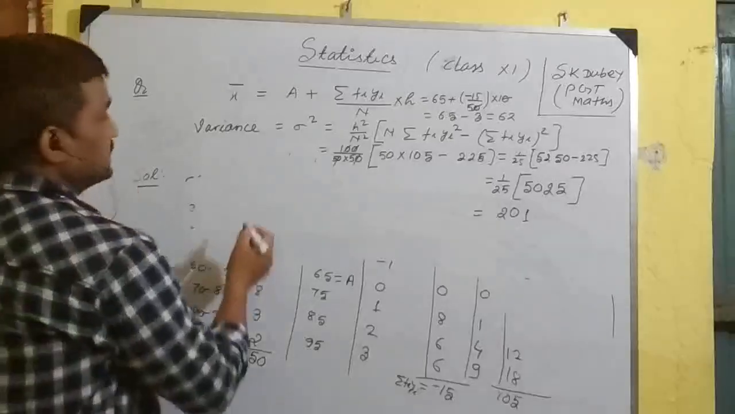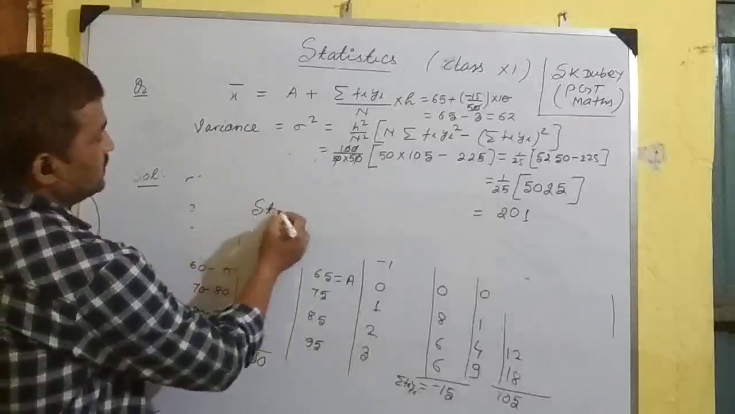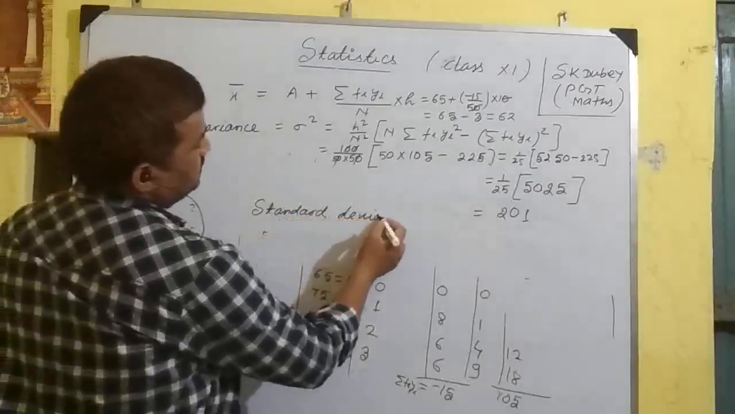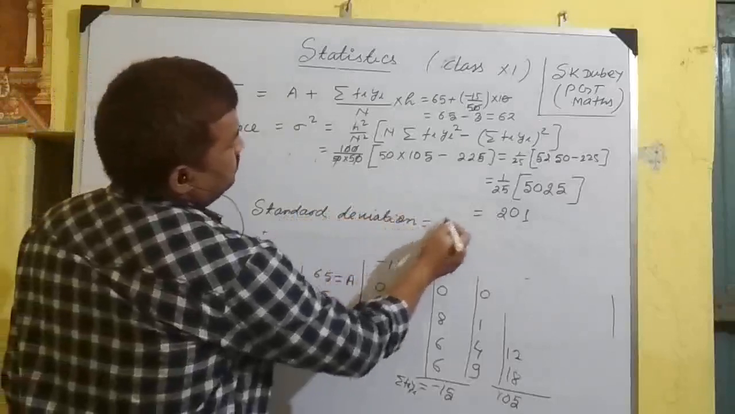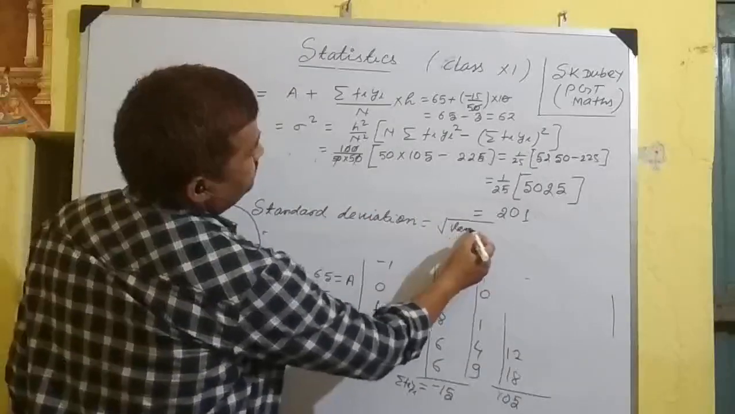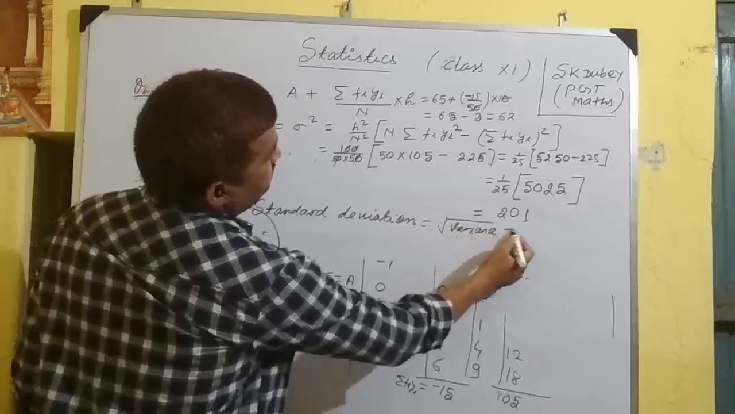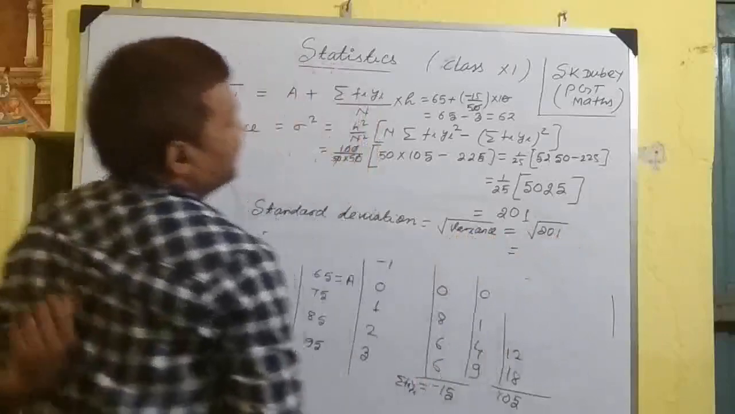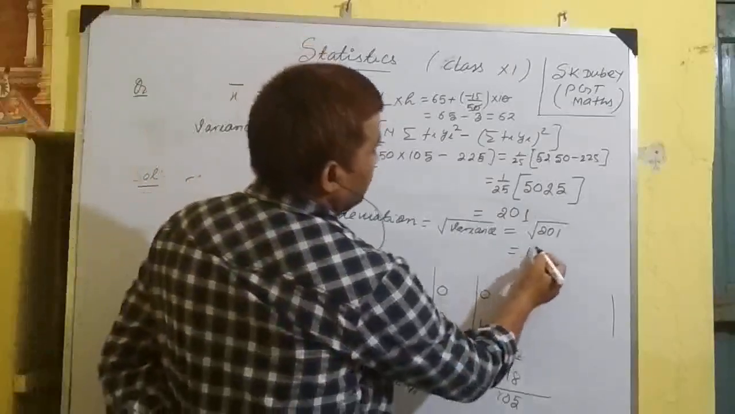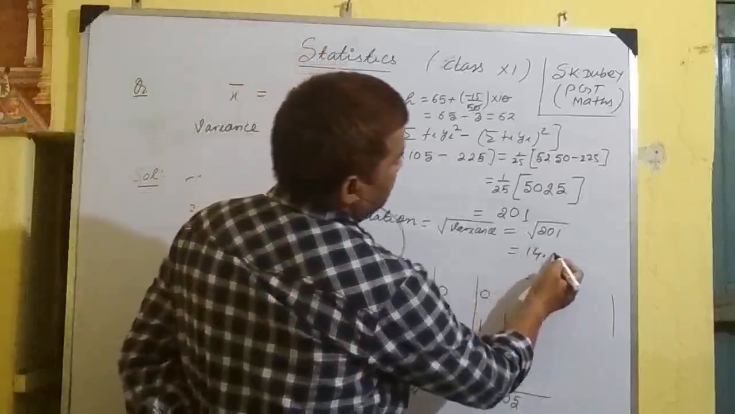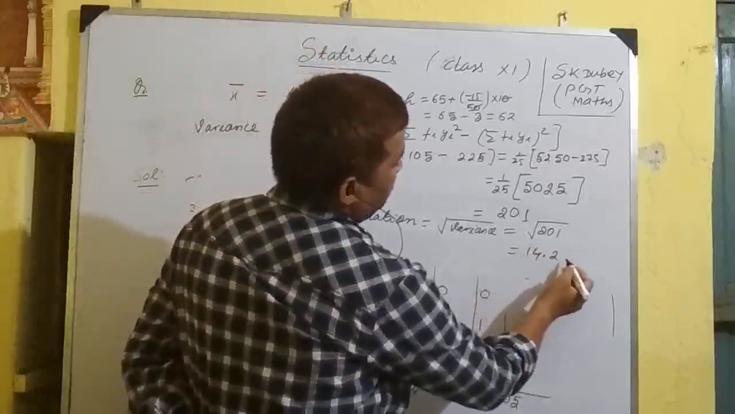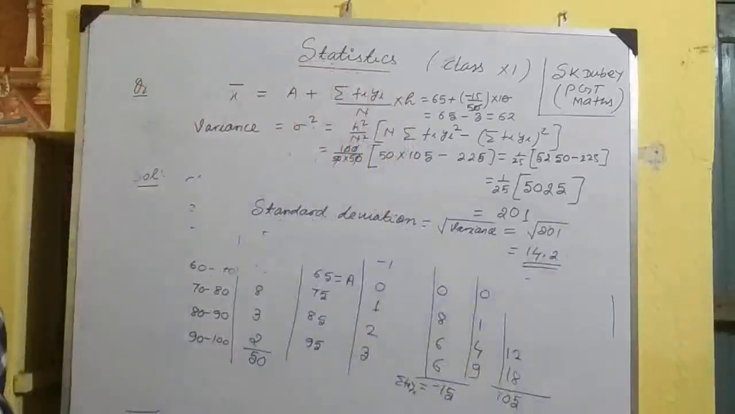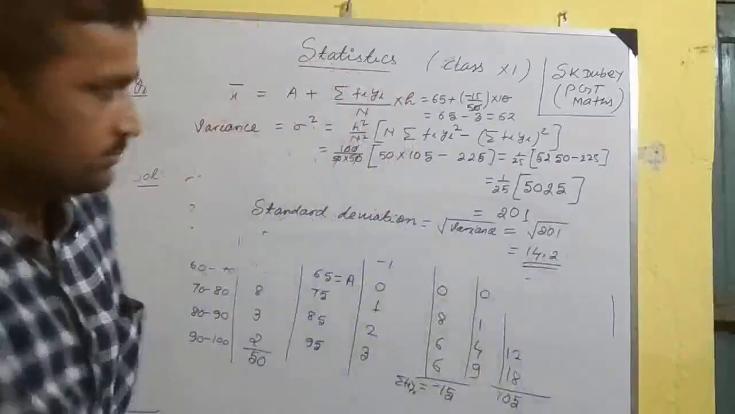Now we will calculate the standard deviation. Standard deviation is the square root of variance, that is the square root of 201. If we calculate it, it is 14.2. This is the standard deviation of the given data. Thank you.